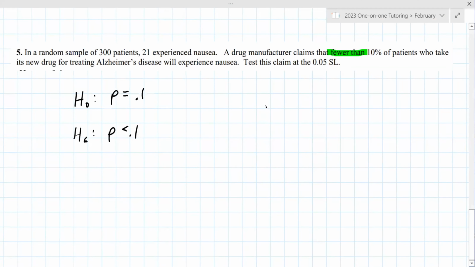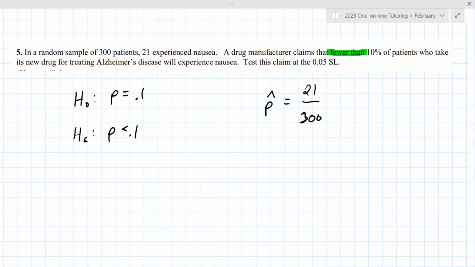It's just like the word problems that always get you, the math word problems. Yes, yes. So 21 out of 300. So what is your p-hat in this case? It would be 0.07. Right, 21 out of 300. Okay. So, less than. Okay.